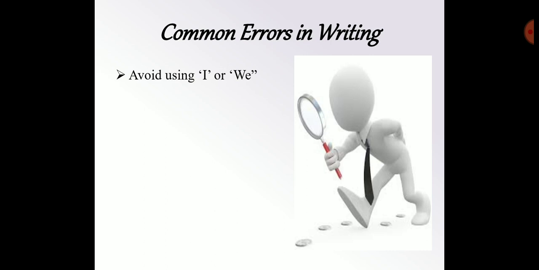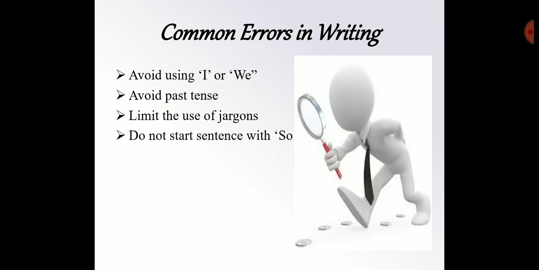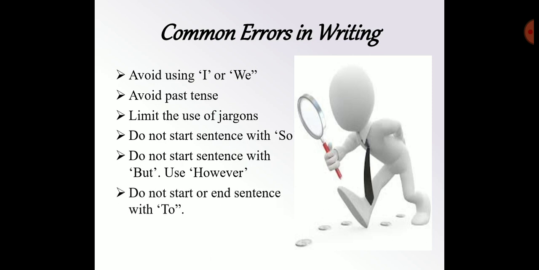Then the second thing is to try to avoid past tense. Then limit the use of jargons. Jargons can be used. In the case of technical writing, there will be the use of jargons, but overuse of jargons should be avoided. Then do not start a sentence with so. Then do not start a sentence with but. Instead you can use however. Then the final thing is do not start or end a sentence with to. So these are the few things that you have to keep in mind while you are technically presenting a report or a writing.